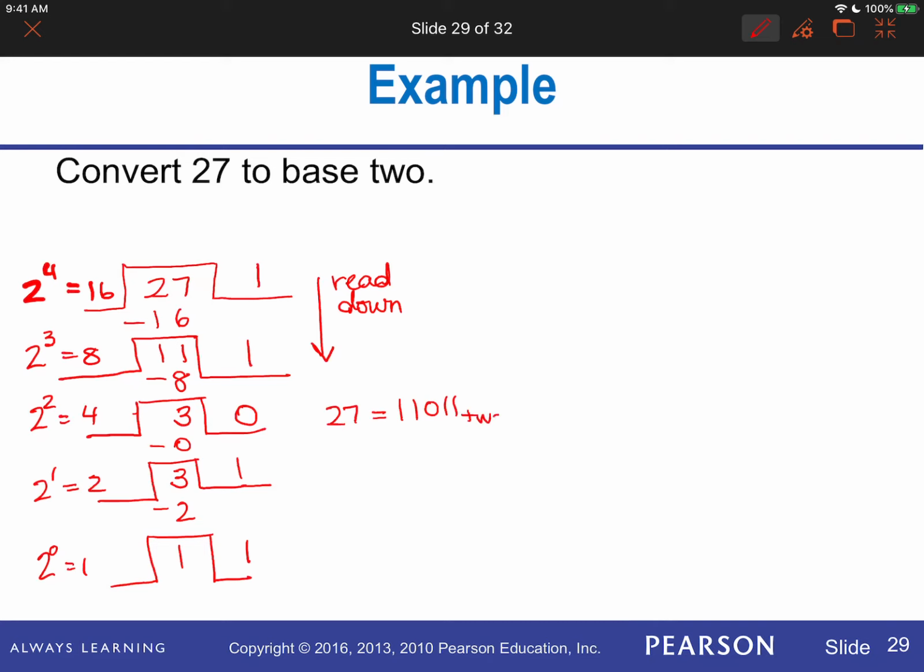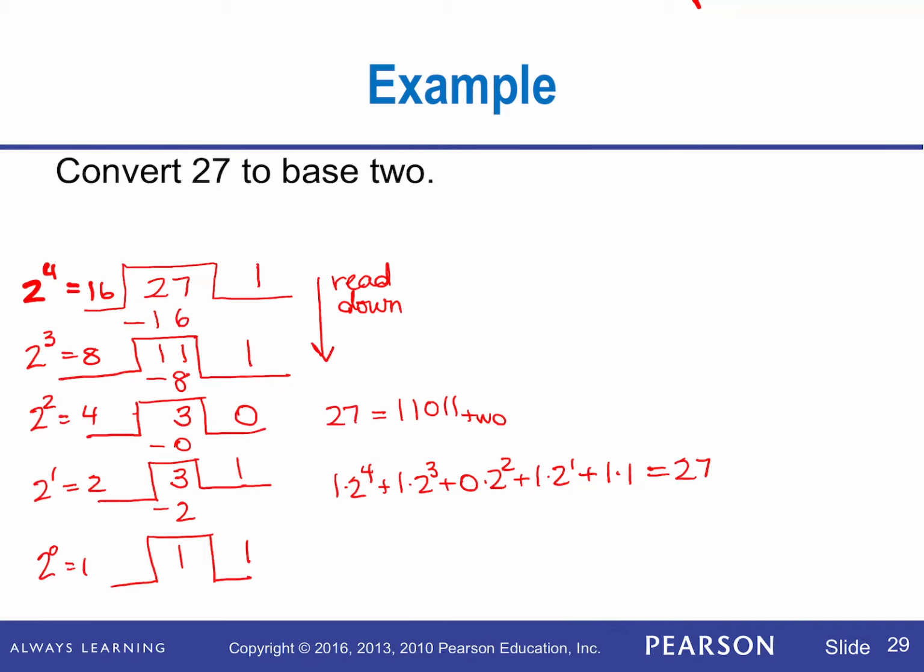11011 base 2. Right? What this says is that 1 times 2 to the fourth plus 1 times 2 cubed plus 0 times 2 squared plus 1 times 2 to the first plus 1 times 1 equals 27. And I'll leave you to double check that. All right? Let me show you another way that you could figure this out.